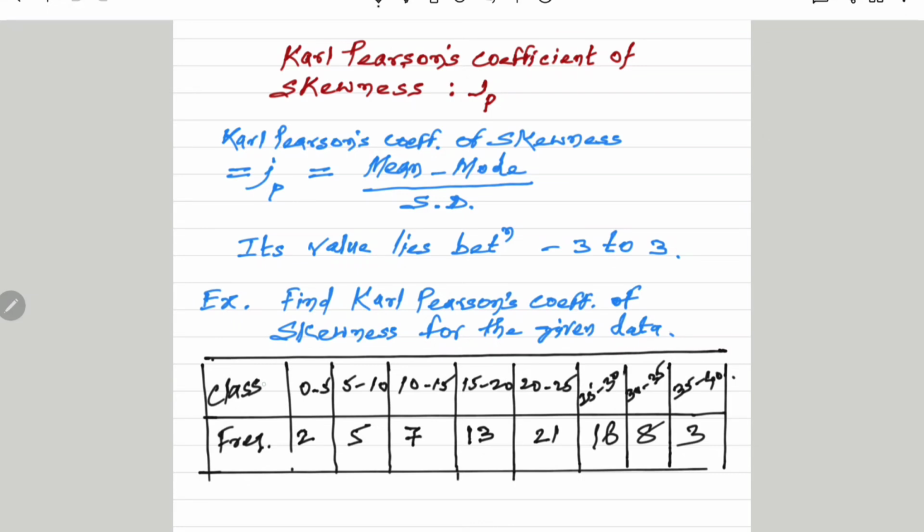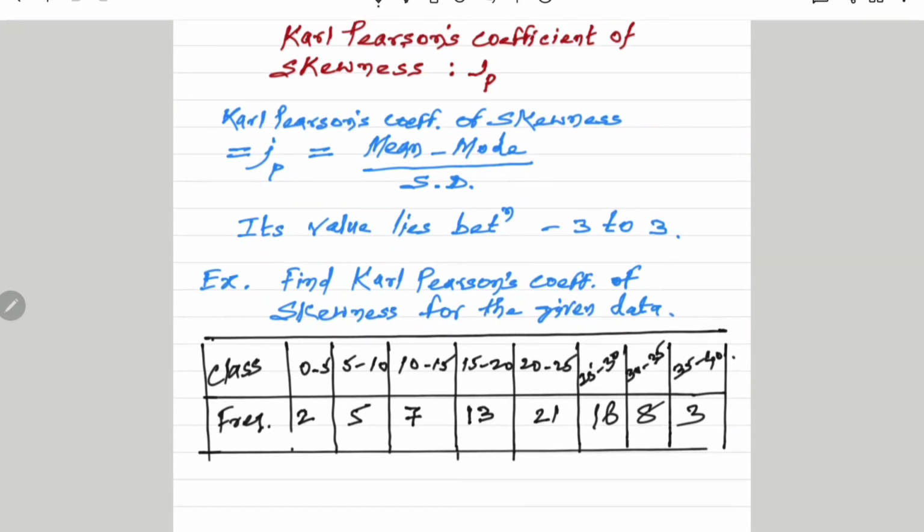We have two values, one for class and second for frequency. Class values are 0 to 5, 5 to 10, 10 to 15, 15 to 20, 20 to 25, 25 to 30, 30 to 35 and 35 to 40, and the corresponding frequencies are 2, 5, 7, 13, 21, 16, 8 and 3. Using this given data, we make a table.